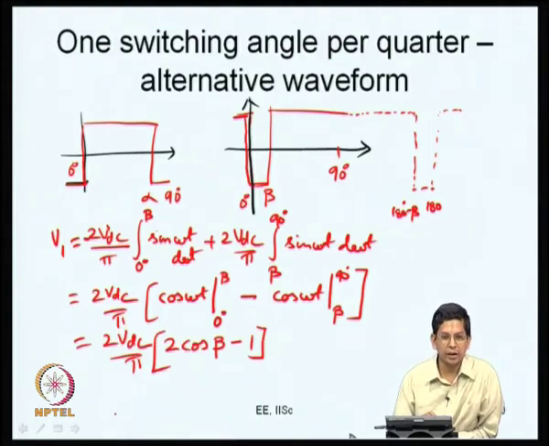So, let us just check. If beta is equal to 0, this waveform becomes a square wave. Beta is smaller and smaller, becomes close to 0. So, there is no switching at all. This becomes square wave. And when beta is equal to 0, 2 cos beta is 2. So, 2 cos beta minus 1 is 1, you get square wave. When beta goes on increasing, let us say it goes to 60 degrees. So, 2 cos beta is 1, 1 minus 1 is 0.